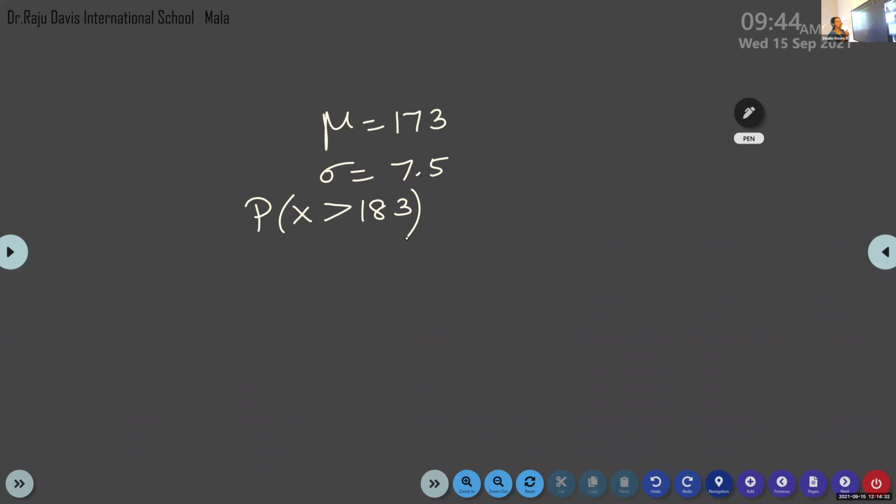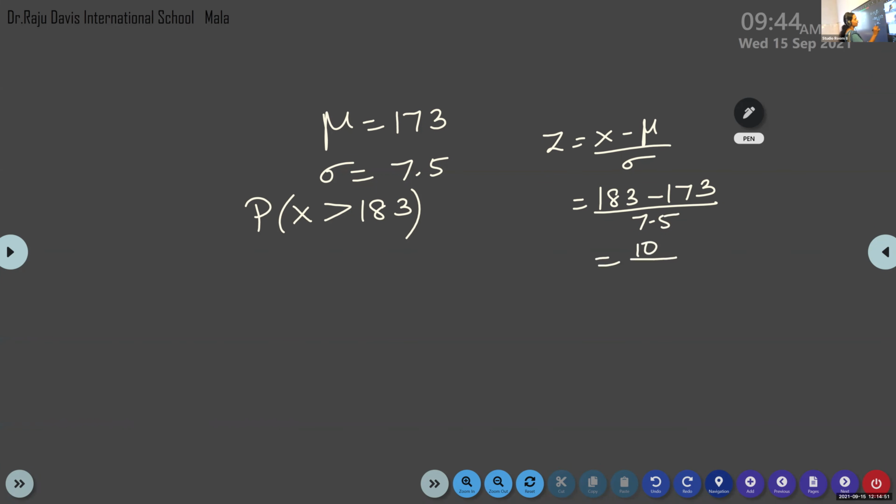So first we should convert that into a normal distribution. For that, you find out what is Z. Z is X minus mu by sigma. What is X here? 183 minus 173 by sigma 7.5. So we'll get 10 by 7.5, which is same as 100 by 75. What is the answer? 100 by 75 means, is it 4 by 3?